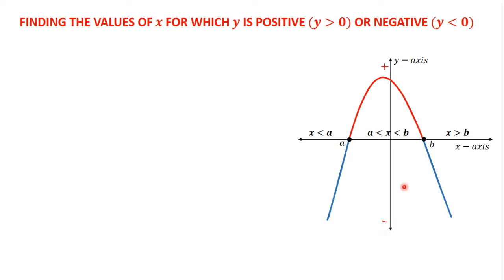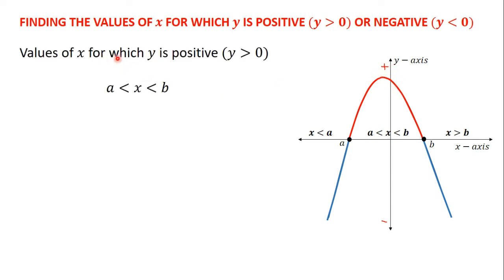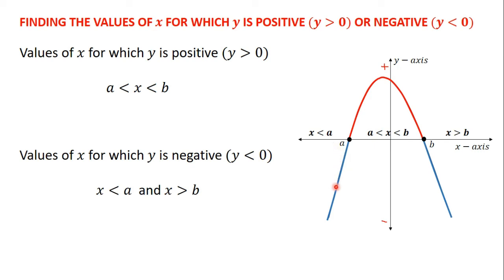Now we can see clearly on this graph sheet that if you want positive values of y, you have to choose values of x between a and b, because between a and b, if we take any x value and we trace it to the curve, it will meet it at the positive side of the y-axis. So values of x for which y is positive, or y is greater than 0, are the values of x that are greater than a and less than b. For values of x for which y is negative, or less than 0, you have to choose x values less than a and x values greater than b.